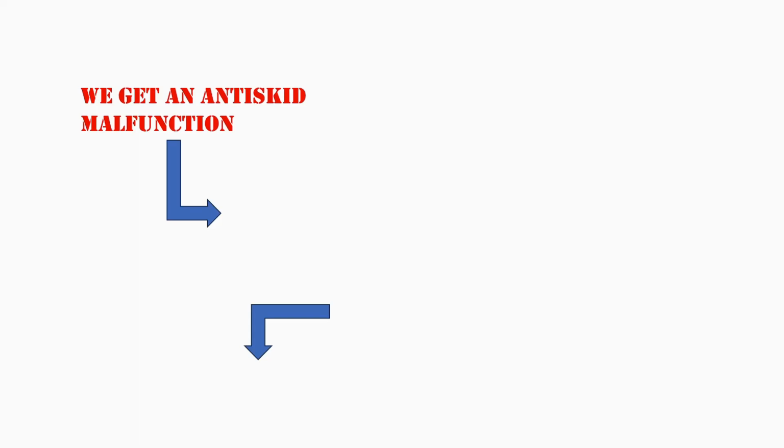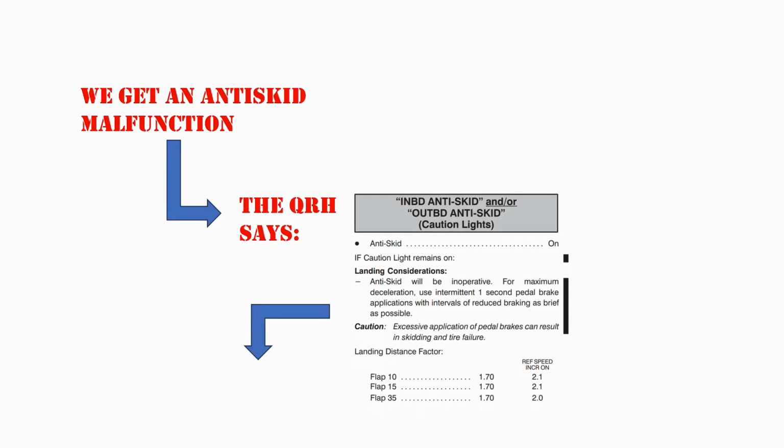So with this malfunction, the QRH will say the following. I've just taken this extract from the QRH: inboard anti-skid and/or outboard anti-skid system, meaning that you can have either one of them or both of them. If you read what it says here, it's not indicating anything about whether you can go or not go. Listen very carefully. This part does not say anything about whether you can go with this fault or not. So if you referred to this alone, all you are bothered about is your landing distance at the destination.